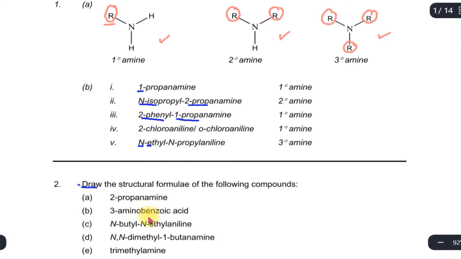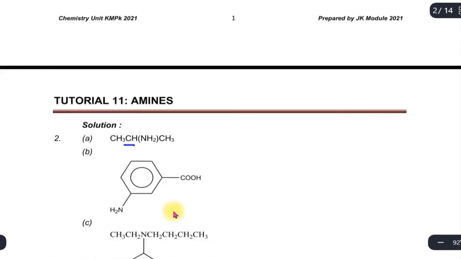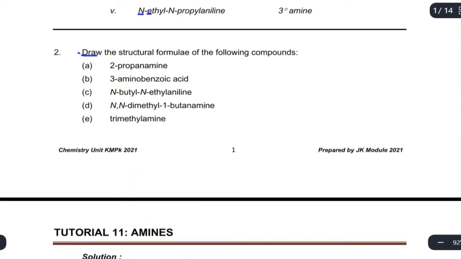Next, 3-amino benzoic acid. So benzoic acid, still remember what is benzoic acid? It's a benzene ring with COOH, and then 3-amino means the NH2 group right at position number 3. So this is position 1, position 2, position 3. Now you know, when the amine group becomes a substituent, we name it as amino. So 3-amino benzoic acid, because carboxylic acid has to be given the priority.